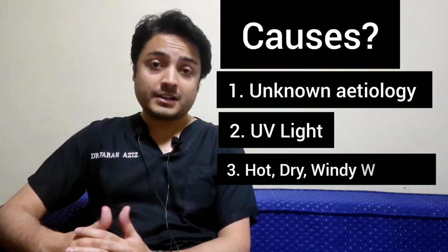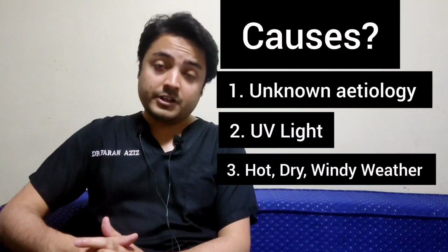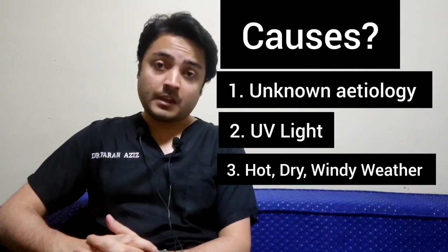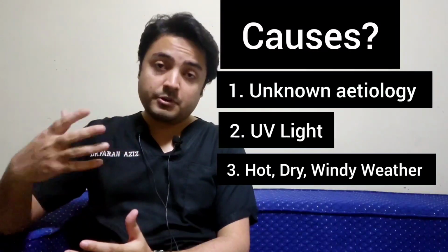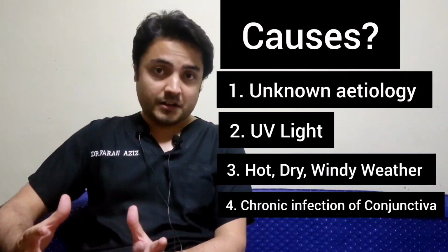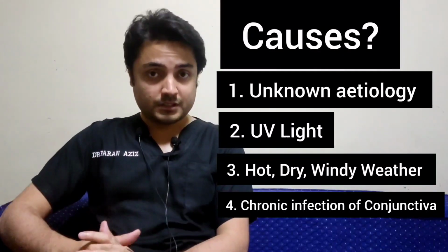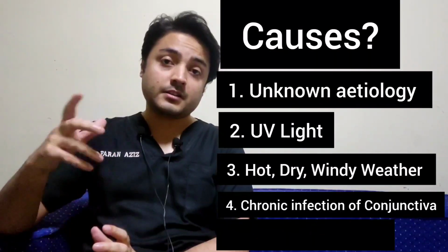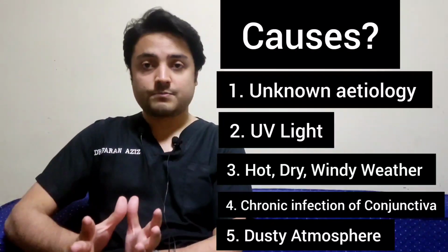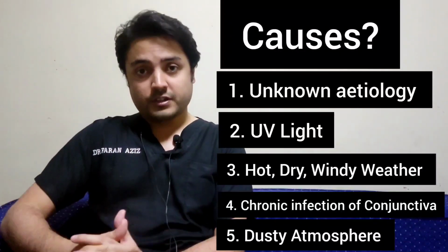Apart from that, hot, dry and windy weather, which we discussed earlier, is why the name surfer's eye is used for it. Other than this, there are certain predisposing factors, that is chronic infection of the conjunctiva, that can also lead to this disease. And apart from that, a dusty atmosphere. So all these factors can predispose or promote the growth of pterygium.